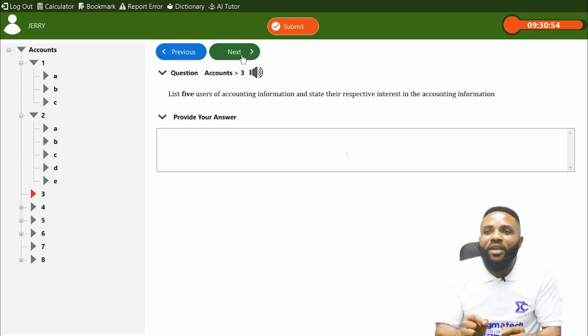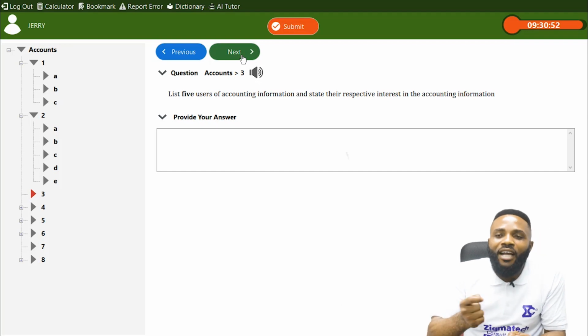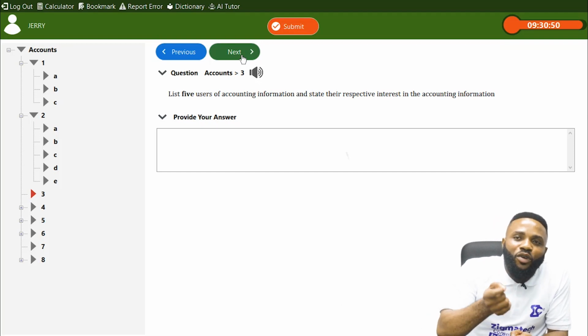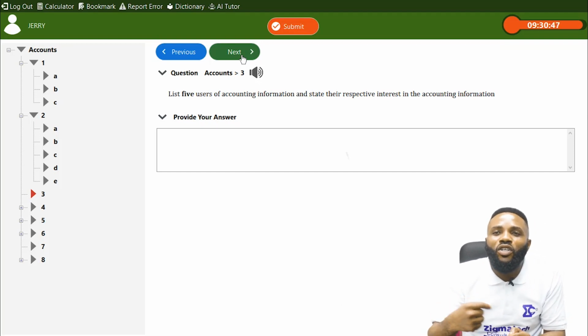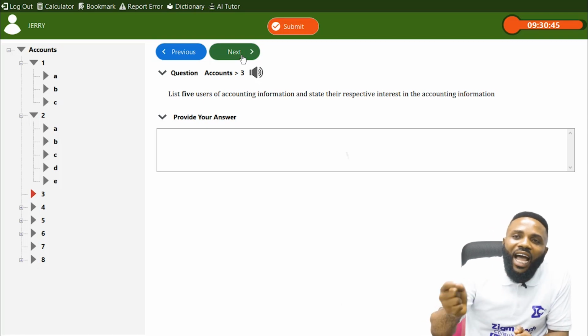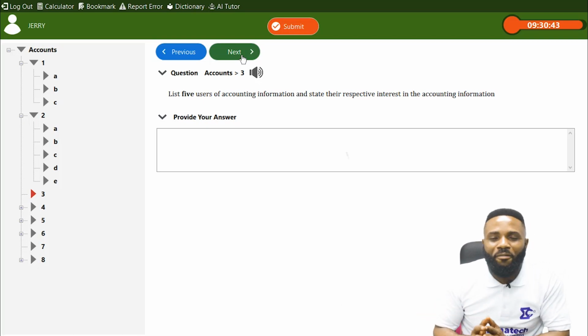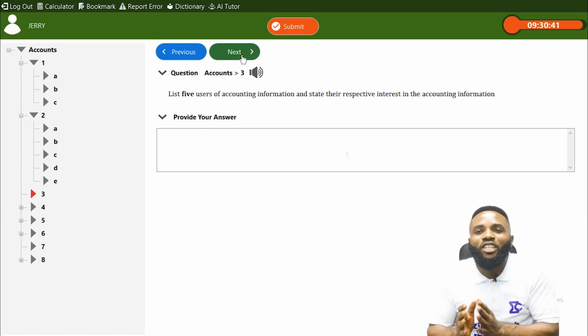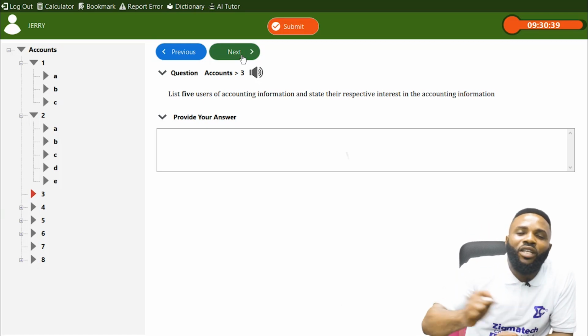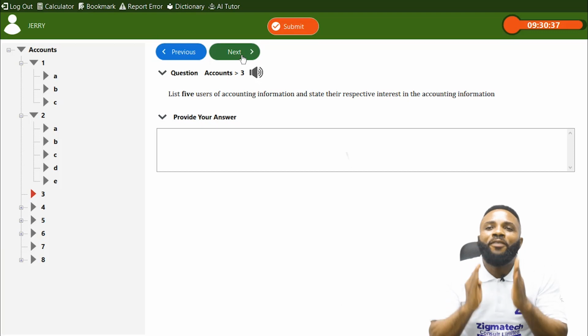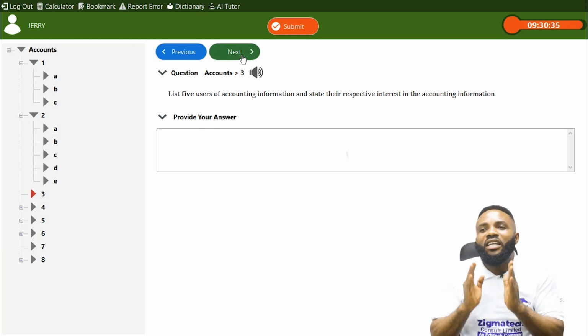Some students will come and begin to prove that they have read so well. They will tell you, okay, users of accounting information are divided into 2, internal and external. You are wasting your time. The examiner is not expecting you to say they are internal. They say, just give me 5 users of accounting information.